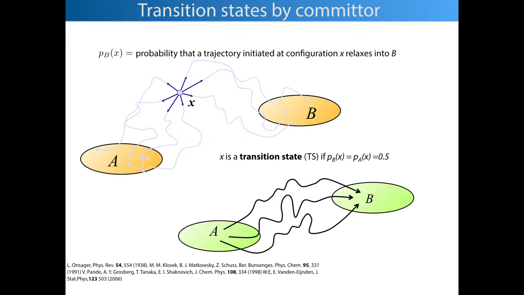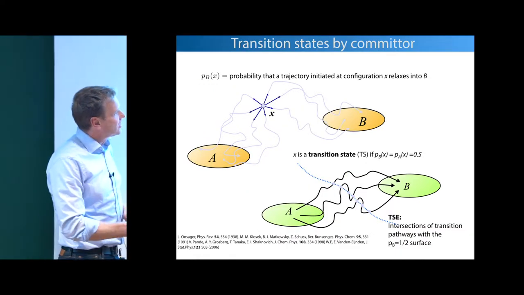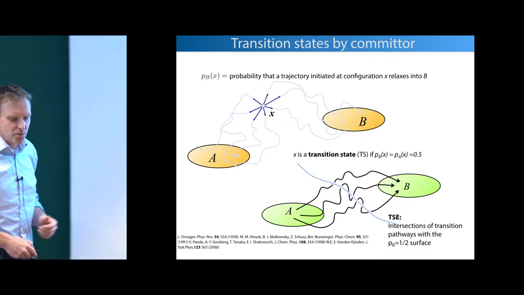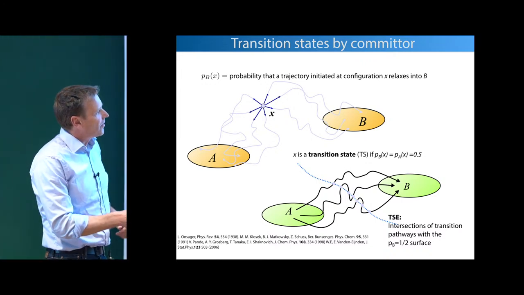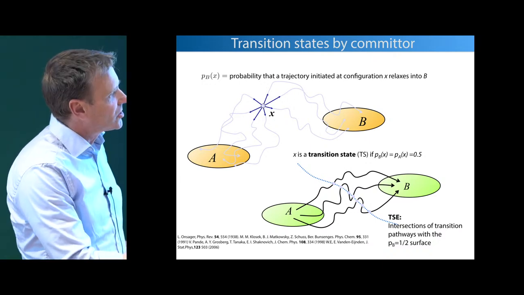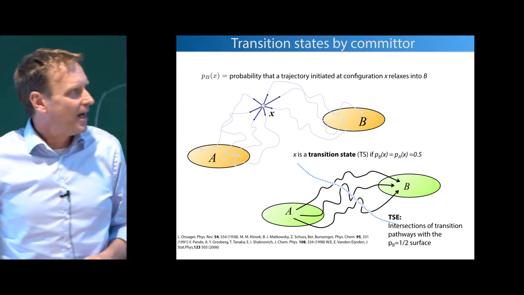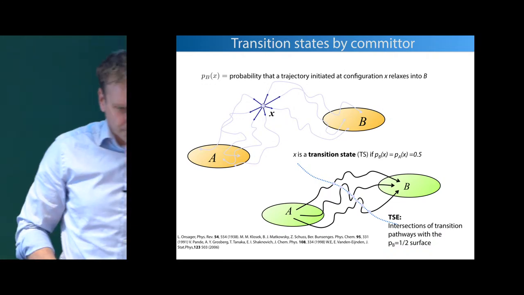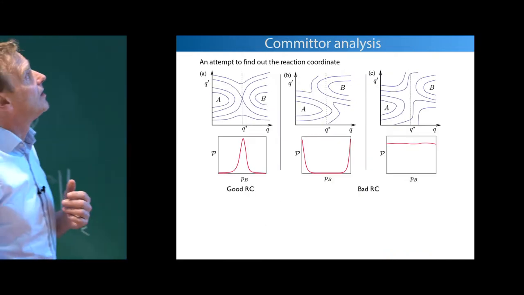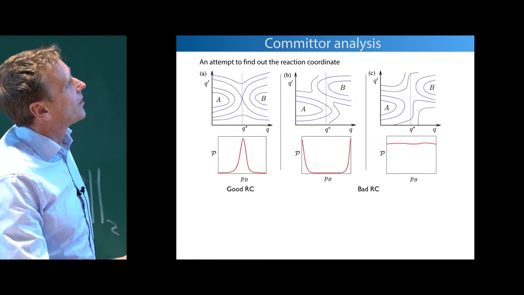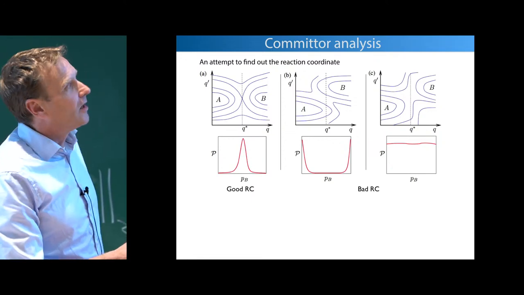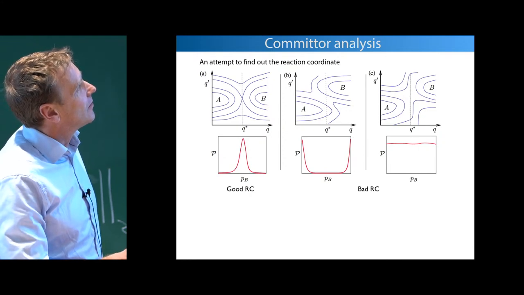Now, for many pathways, you can identify a whole ensemble of these points, and this is known as the transition state ensemble, which is an intersection of the transition pathways with the p_B = 1/2 surface. This is the dividing surface between A and B. Of course, you can imagine a foliation of these transition state ensembles, or committor isosurfaces, or isocommittor surfaces I should call them, that foliate space between A and B. Now, we can use this committor to do some analysis of the reaction coordinate. This is an old picture from a review that we did already in 2002.